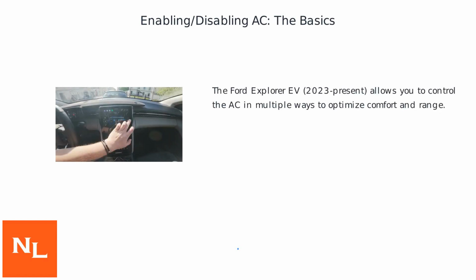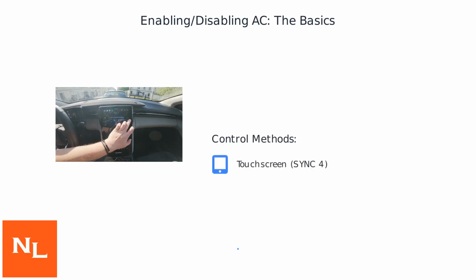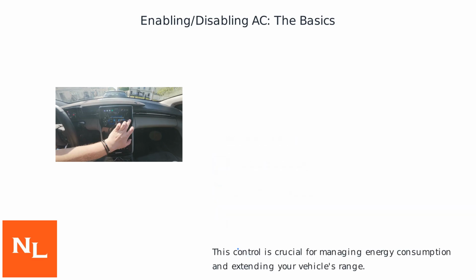The Ford Explorer EV 2023 allows you to control the AC in multiple ways to optimize comfort and range. You can enable or disable the AC system via the touchscreen, voice commands, or physical buttons. This control is crucial for managing energy consumption and extending your vehicle's range.